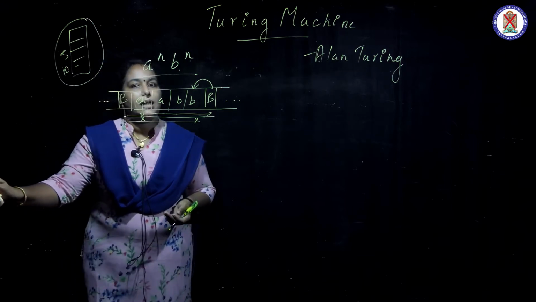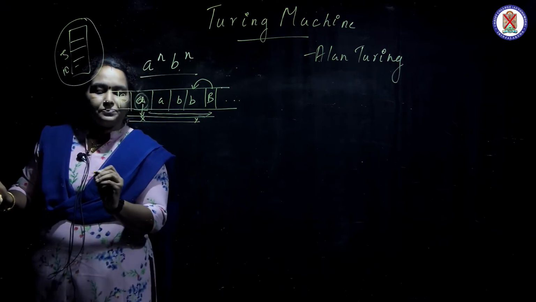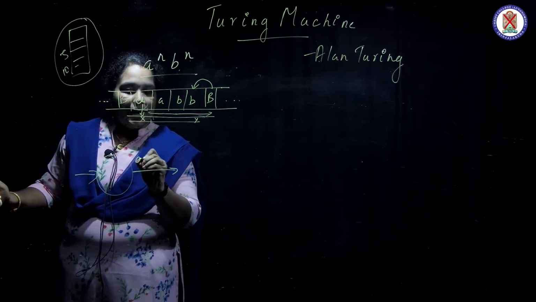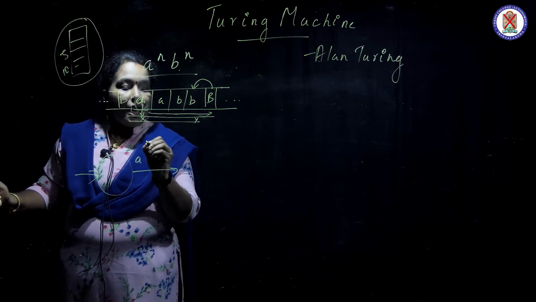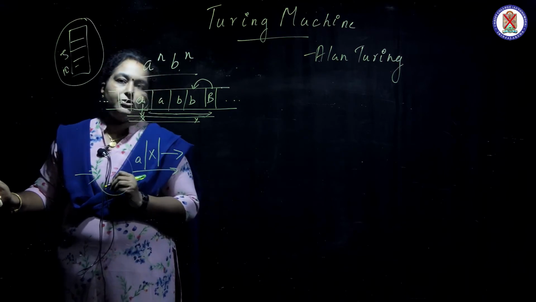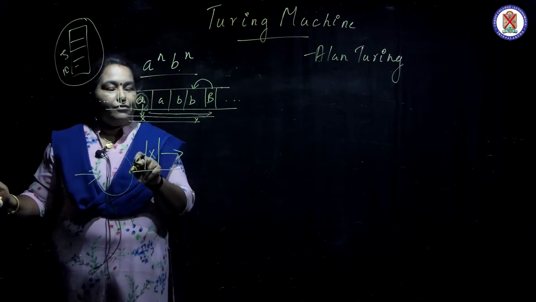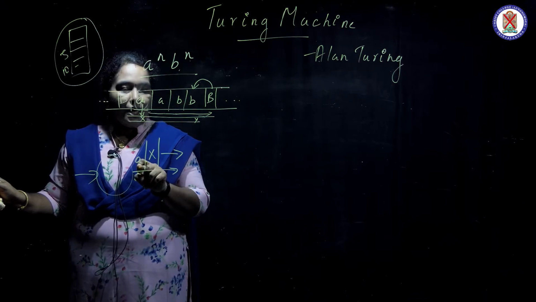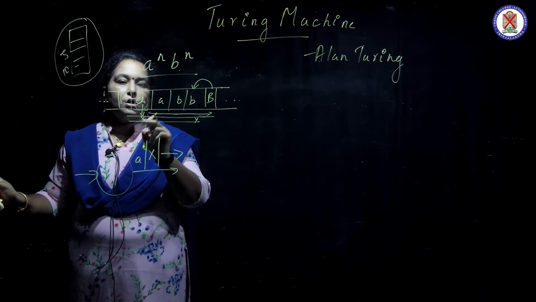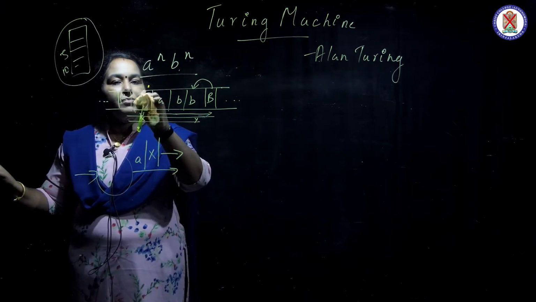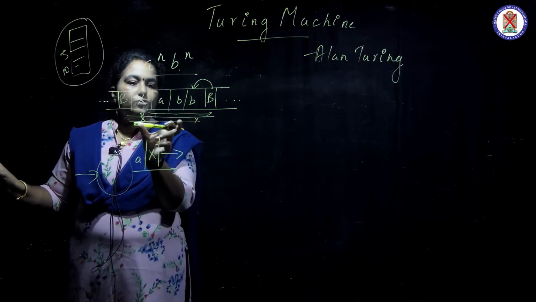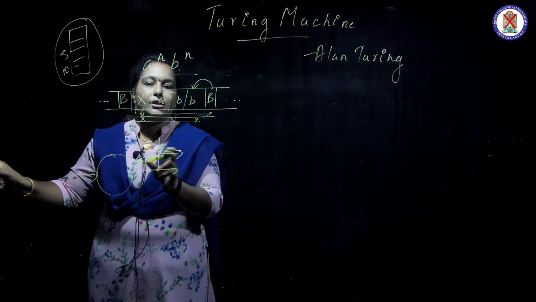So how will you design the Turing machine? Look here. In the first state, I see A, and I will make it as X, and I will move towards the right. This is the logic. When I see A in the input tape, I will make it as X. X means I have seen it. So I am writing here this logic, which I have written at the bottom.